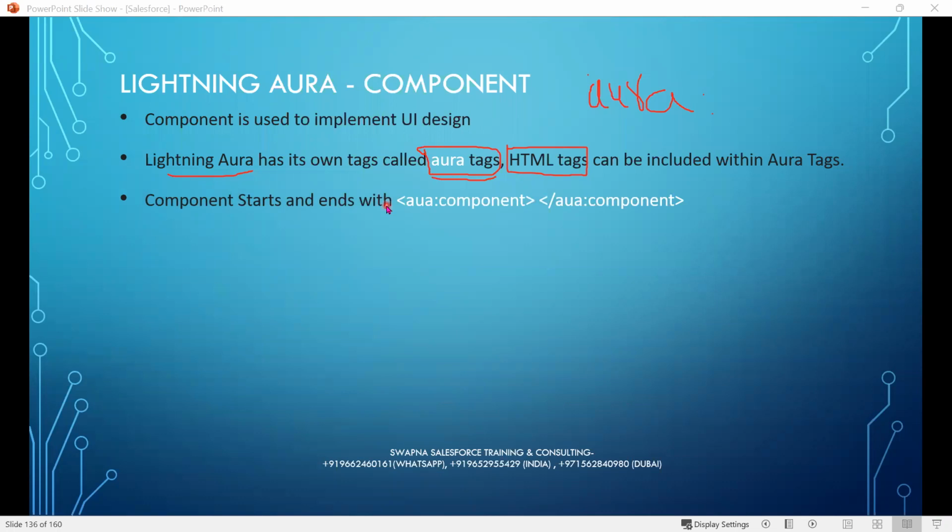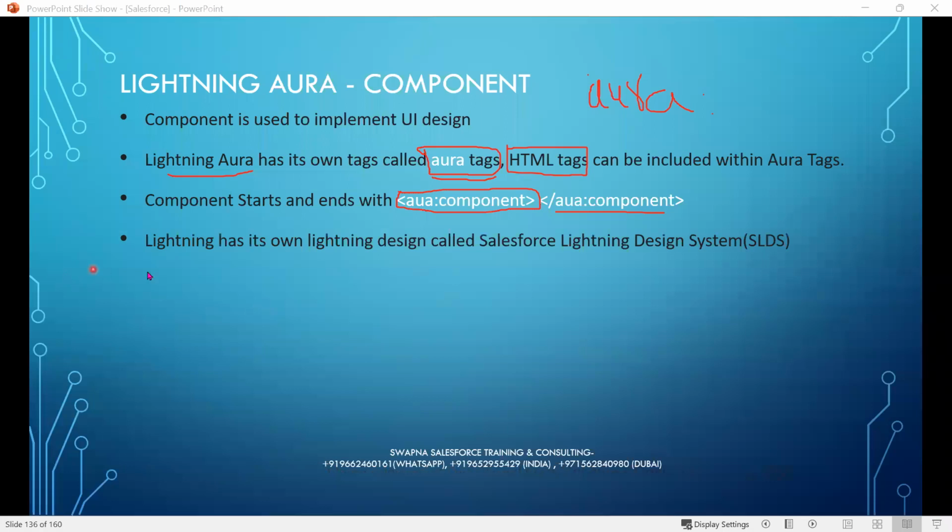And a component starts with aura:component, any Lightning component. So whenever the developer starts writing a Lightning Aura component, any component starts with aura:component and ends with, this is the ending, slash aura:component.